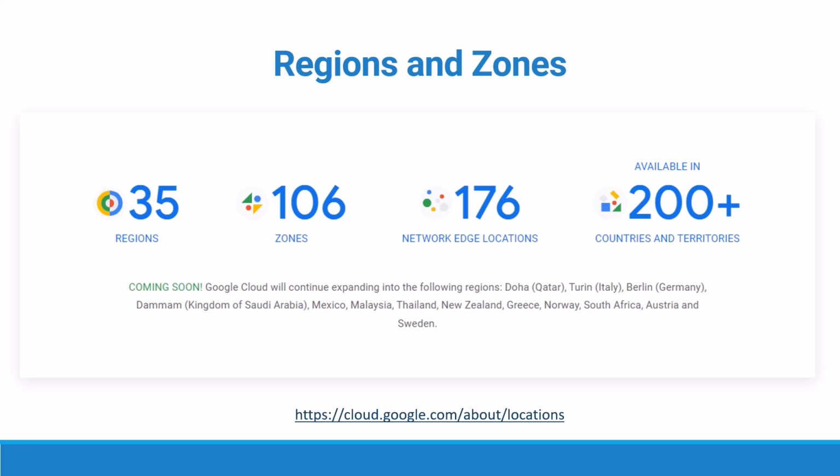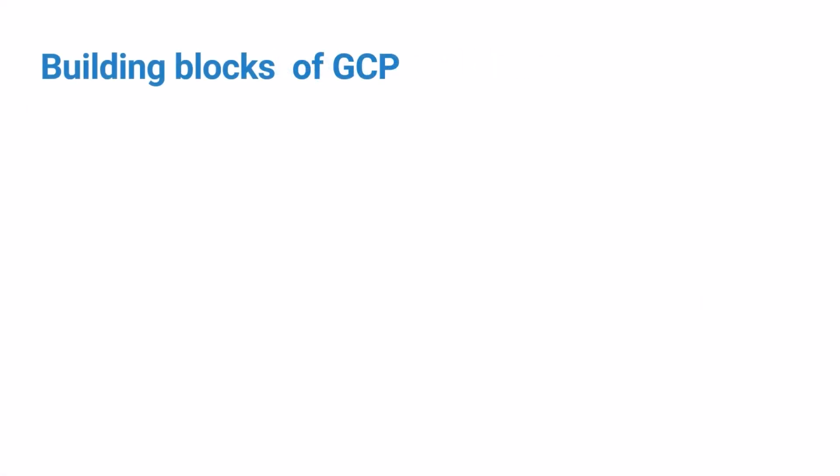In addition to these regions and zones, Google is expected to launch its data centers soon in new territories, including Qatar, Italy, Germany, Saudi Arabia, Mexico, Malaysia, Thailand, New Zealand, Greece, South Africa, Austria, and Sweden. So you can refer to the resource link to stay aware of the latest updates on the available regions and zones. Now, let's take a look at the building blocks of GCP.